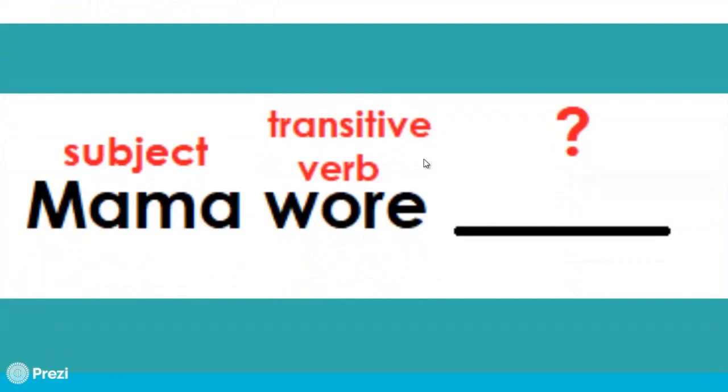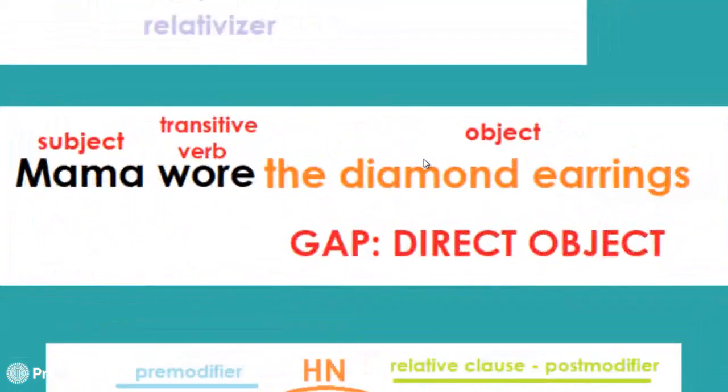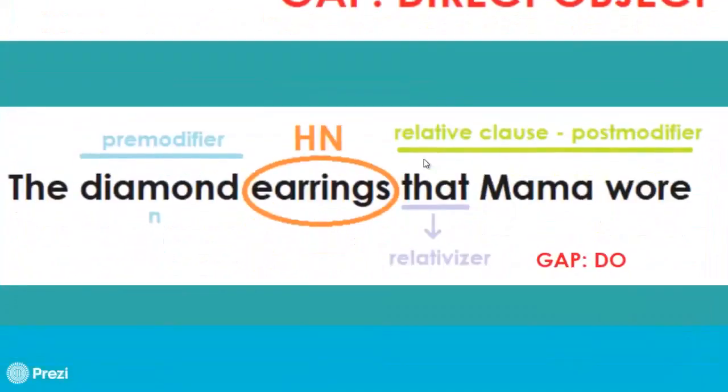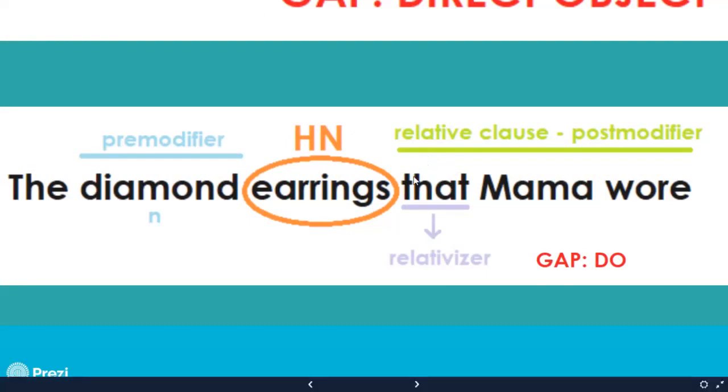In this following slide, you can see the whole analysis of this complex noun phrase. Please note, we have a head noun, which is in this case earrings, pre-modified by the noun diamond, and post-modified by the relative clause that mama wore. Please check that in this case our relativizer is the relative pronoun that, and the gap is the one of a direct object. Why? Because mama wore the diamond earrings.